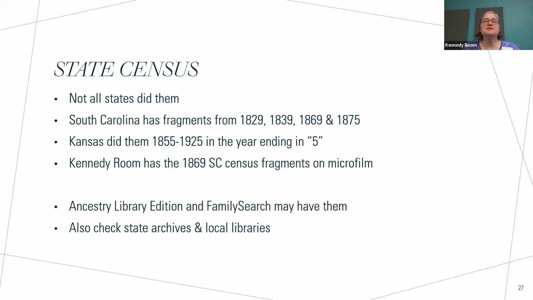We do have the surviving fragments of the South Carolina censuses that have been microfilmed. They are also, I believe, available on Ancestry. Family Search has some as well. State archives would have the most, as well as local libraries. Like us, we have some of them. So it's just something to take a look at.